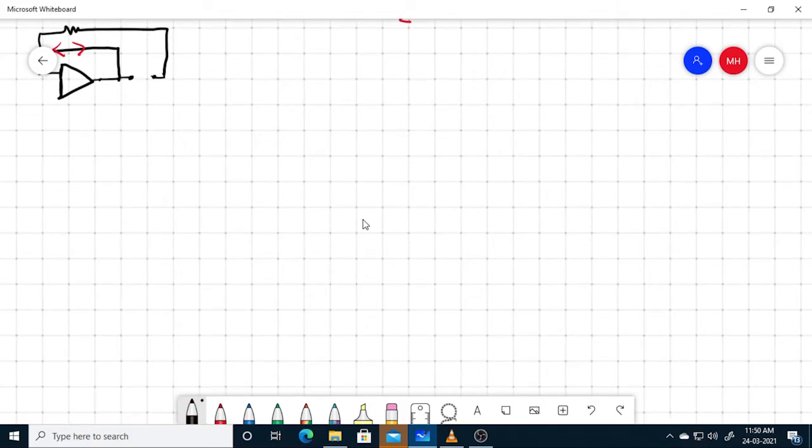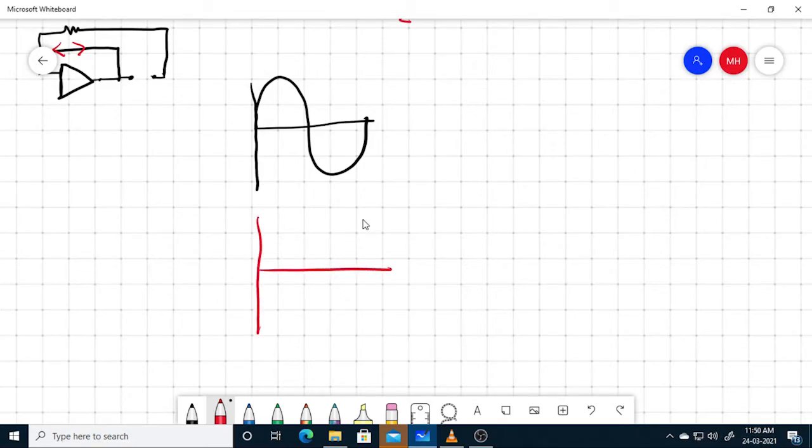diagram. Let's say this is our input. My handwriting is very bad. This is my input like this. We know that it is an inverting op-amp, so for the positive input, we will have 0 voltage output, and for a negative input, we'll have a positive output. So this will be like this. This is our rectified output, so a half wave rectified output.